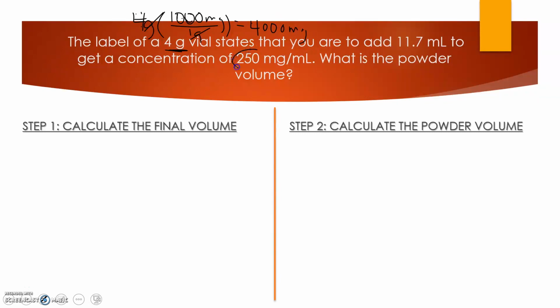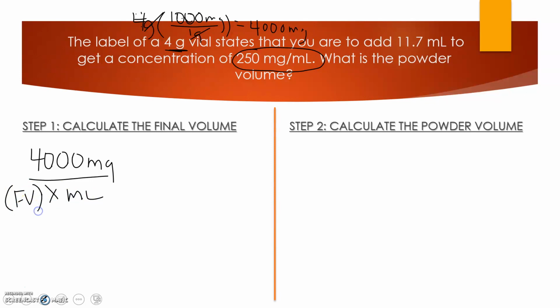The concentration is 250 milligrams per ml in that vial. So we need to know what our final volume is. What's our final mLs? So on one side, we'll have 4,000 milligrams over X mLs, which will be our final volume, equals 250 milligrams per 1 ml, which is the concentration we want to achieve.